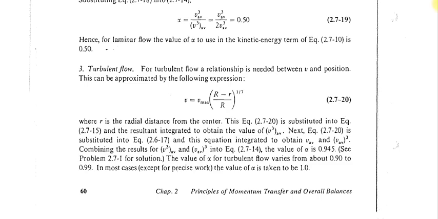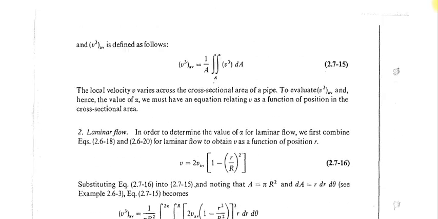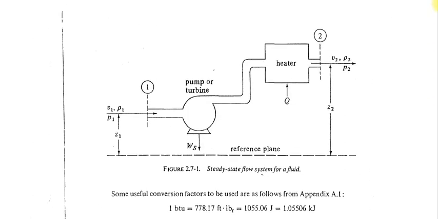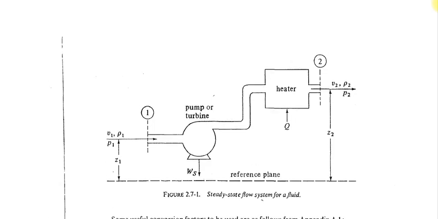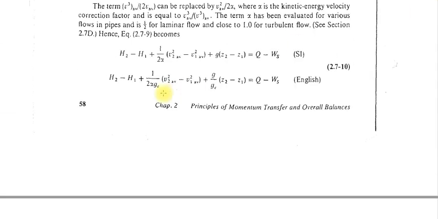Okay, so there is a thumb rule. You need not go through this derivation. This is for your understanding only, but the thumb rule is that alpha equals 0.5 if the flow is laminar, and alpha equals 1 if the flow is turbulent.